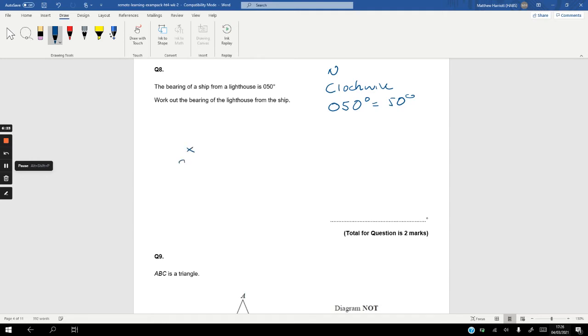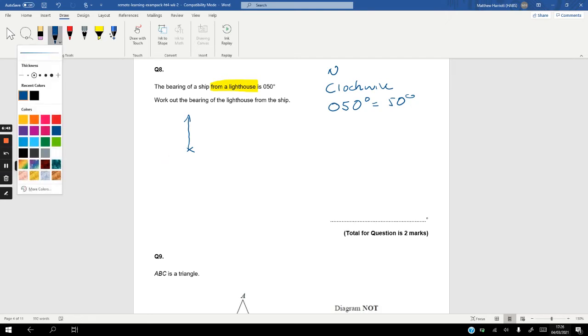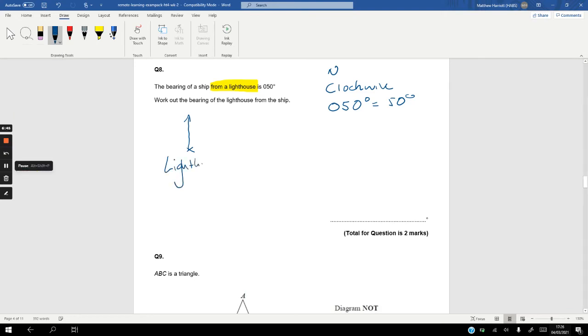So if I've got a ship, and I'm hoping you've drawn a diagram to try and understand it, and I have a north line, it's telling me that the bearing, key thing that I've forgotten here that I should do, from a lighthouse, that tells me that I'm at the lighthouse. Okay, I'm at the lighthouse because I'm measuring from the lighthouse. Now it means that 50 degrees clockwise gets me to the ship.